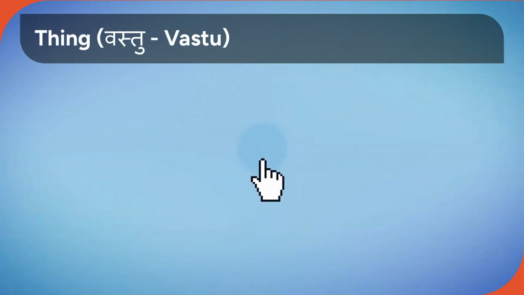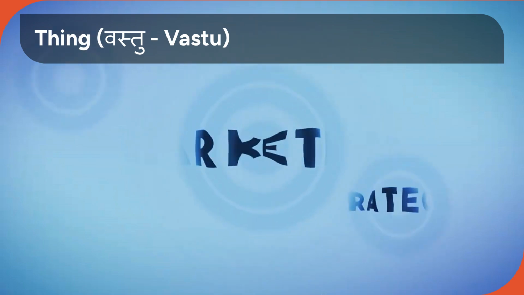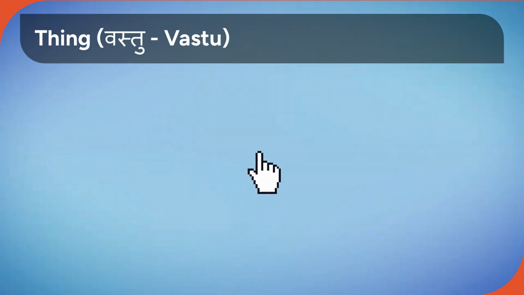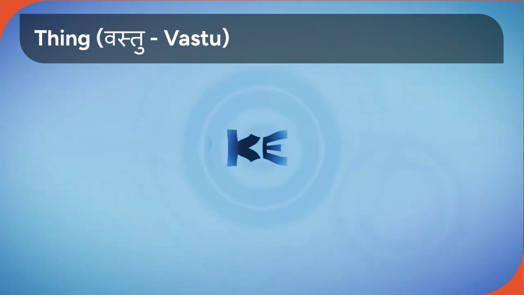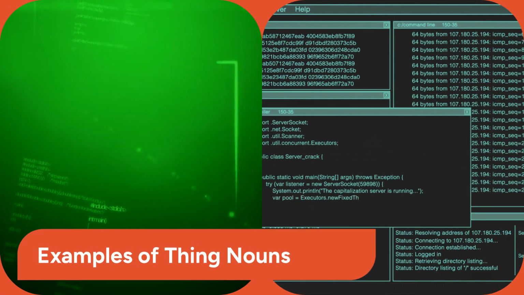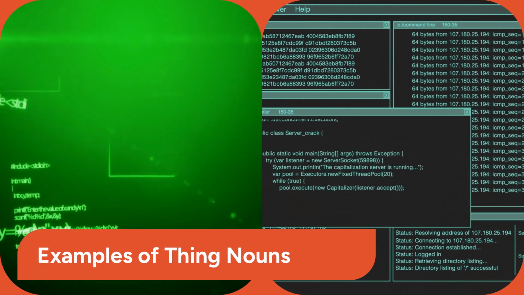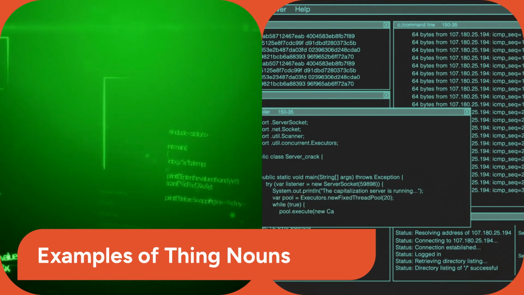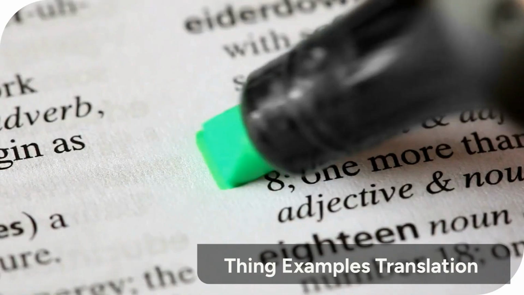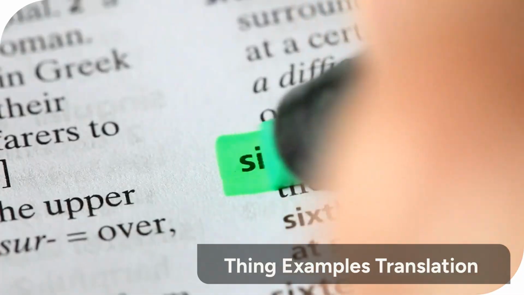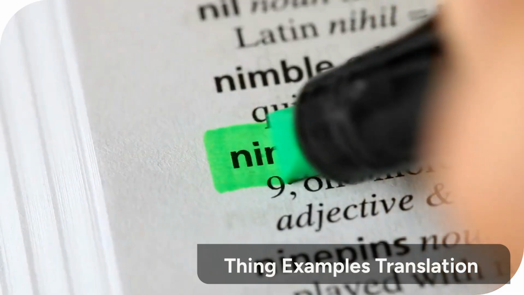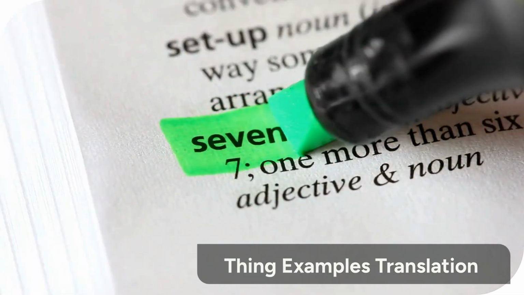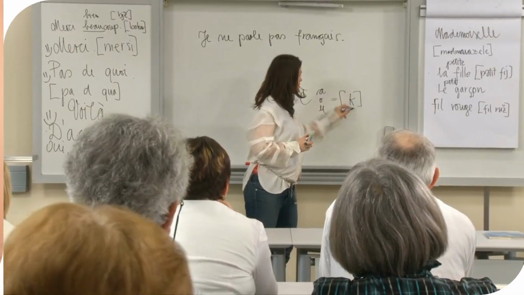Finally, we have thing, which is vastu in Hindi. This includes objects, concepts, qualities, or ideas. Examples are book, chair, phone, or even abstract ideas like happiness or freedom. If you can name it, it's likely a noun. Book, kitab, chair, kursi, and phone, phone. Again, notice the integration of English words into spoken Hindi.